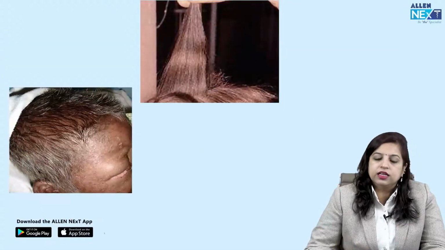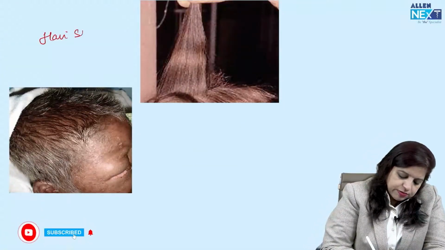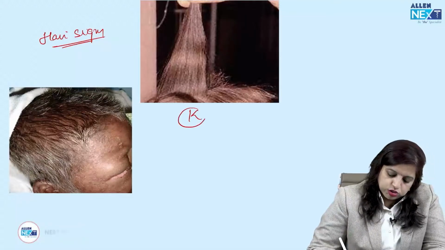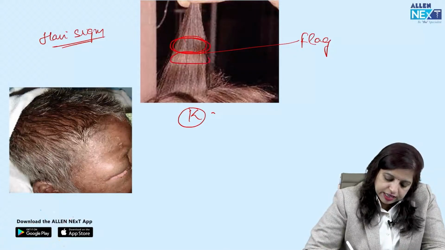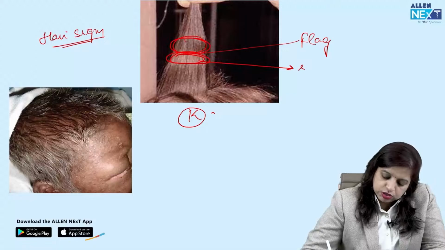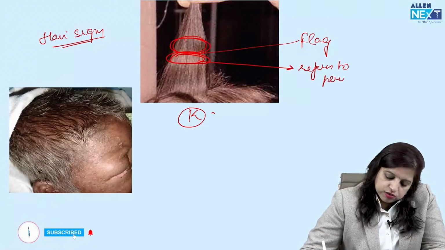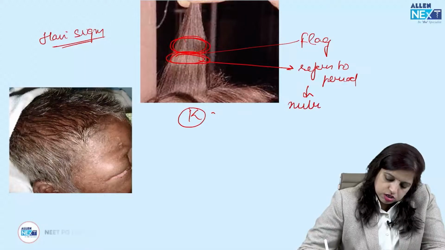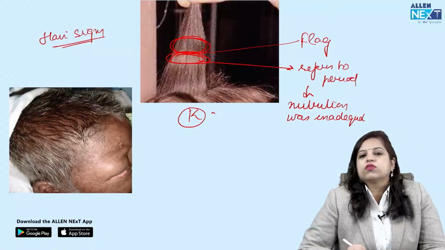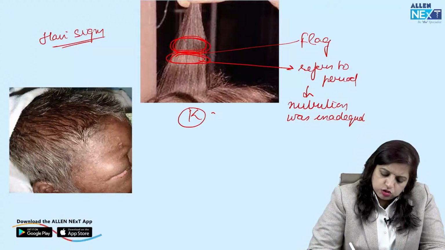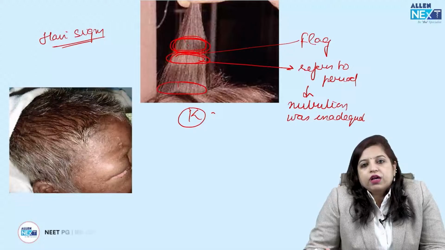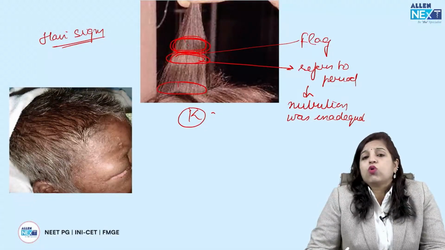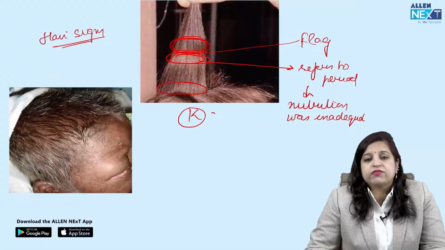Okay, then these are the hair signs. You can see again hair signs. If I am telling you, that is a feature of kwashiorkor. So this is the flag sign. You can see the alternate bands of pigmentation, and then there is depigmentation. Depigmentation refers to the period when the nutrition was inadequate. So the pigment could not be synthesized in the hair. And then probably the child got good nutrition. Again the pigment came, and then again you can see there's a zone of depigmentation. So this is known as alternate bands of pigmentation. The depigmented bands are referred to as the flag sign.